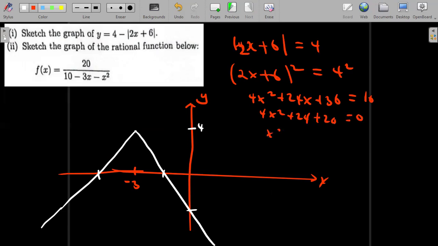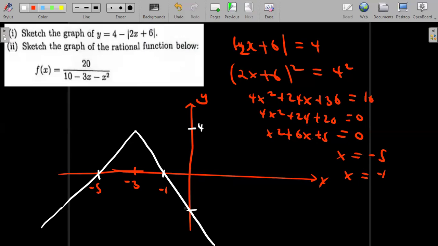And you get x squared plus 6x plus 5, and this will be equal to 0. So when you factor out this equation, you're going to get x equal to -5, and x equal to -1. So meaning these points where this graph is passing, you have x -5 there and -1 there.